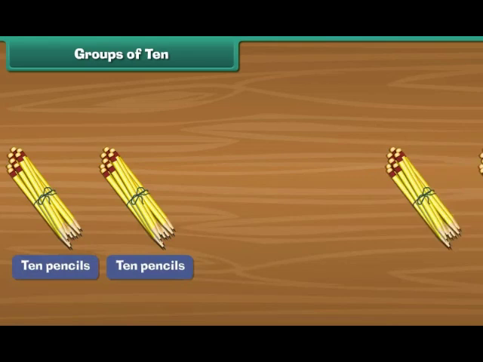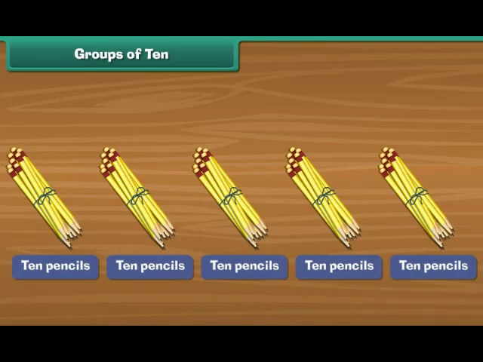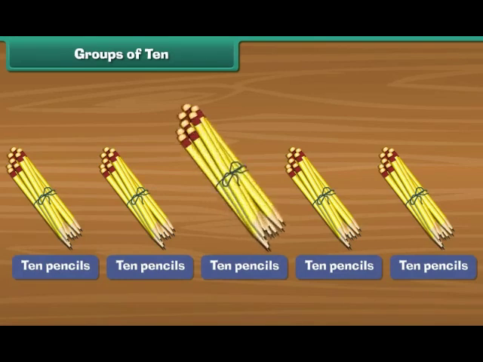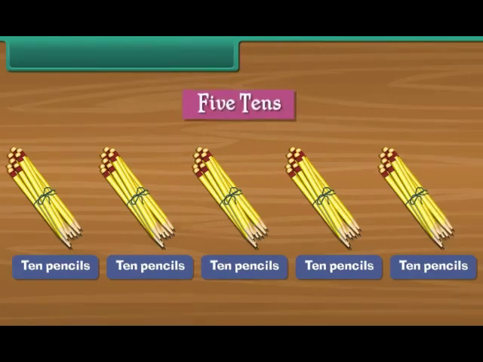Here are some more bundles of pencils. Each bundle has 10 pencils. Let us count. 3, 4, 5. Therefore, we have 5 tens.